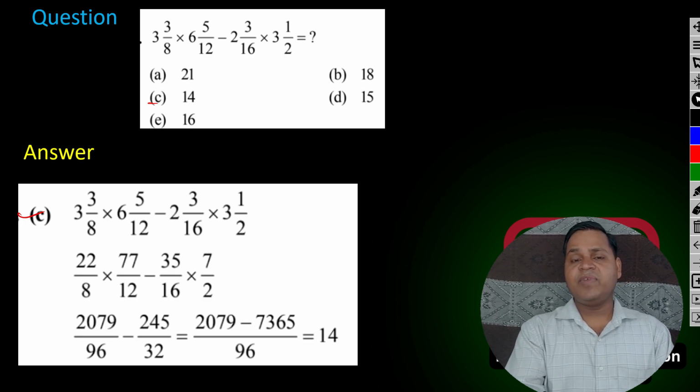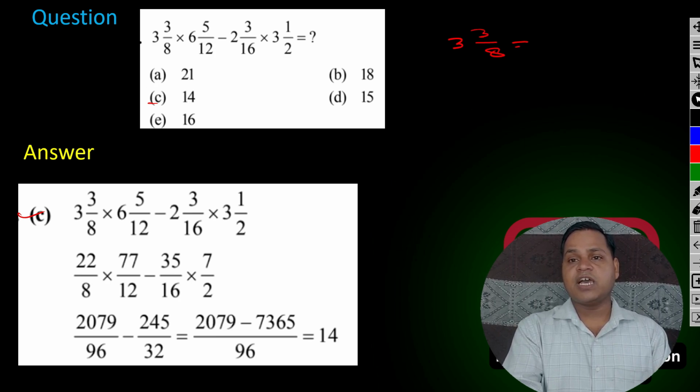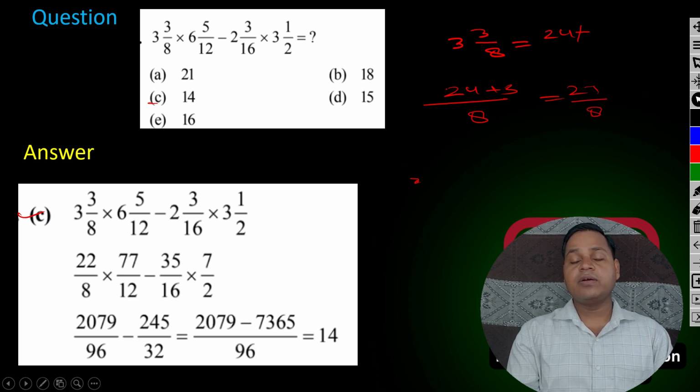This is a very simple question, but it has two types of concepts. First, what is the meaning of this type of writing? 3 and 3 by 8 can also be written as 3 multiplied by 8 plus 3, that is 24 plus 3, divided by 8. You can solve this and get 27 by 8. This is the correct way of writing 3 and 3 by 8.